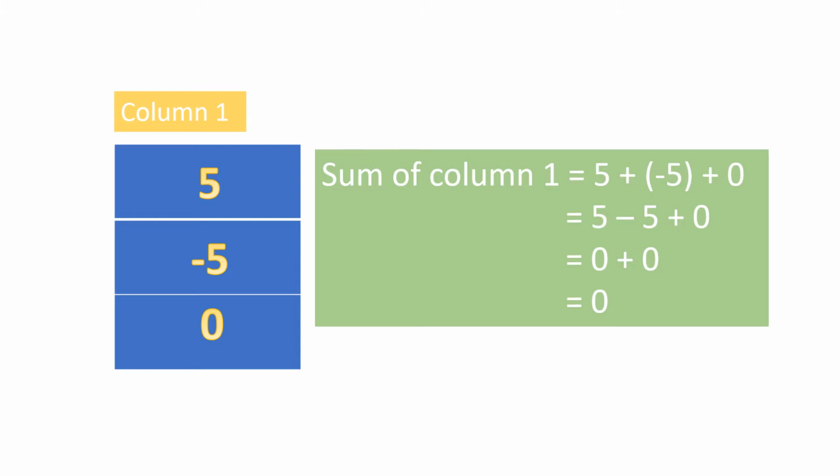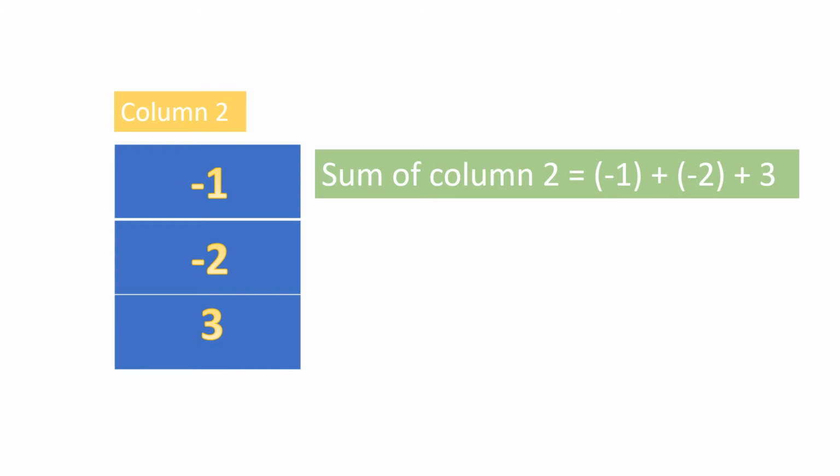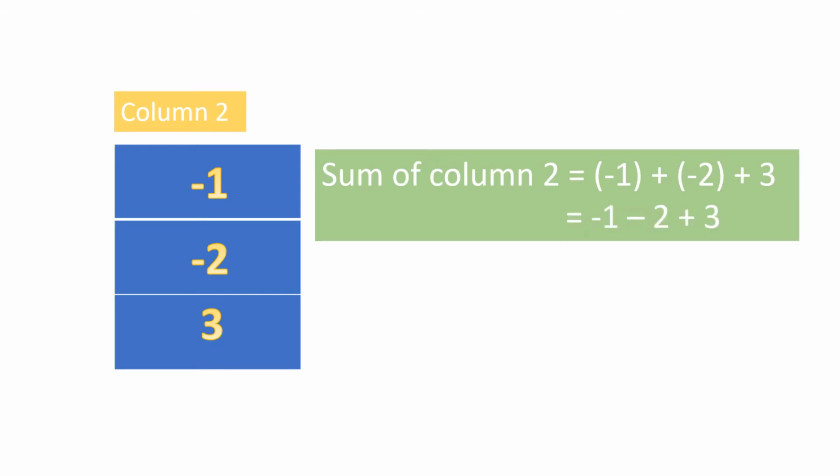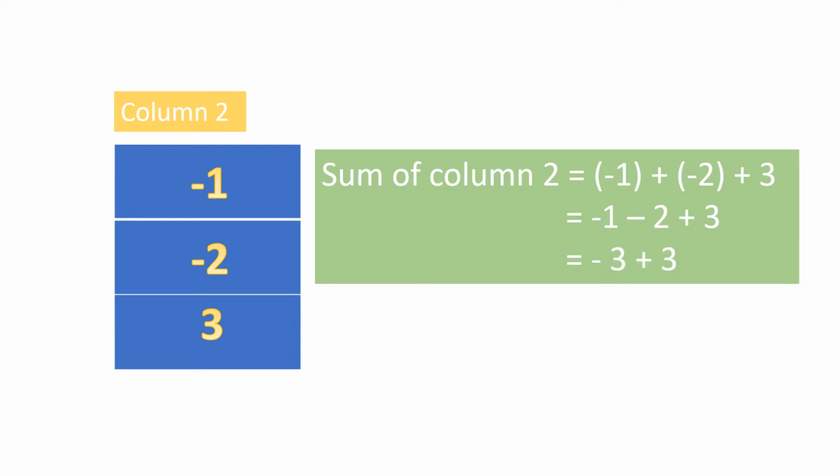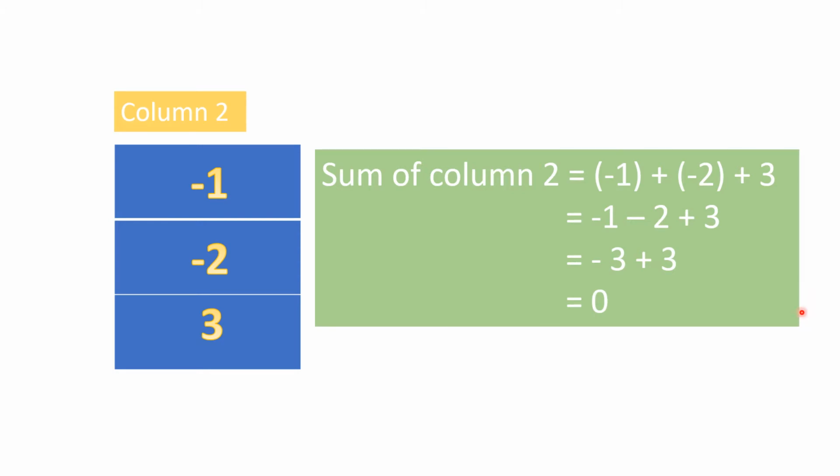Now we go on to column 2. Column 2, the same procedure repeats. We get minus 1, minus 2, plus 3. Same procedure, integer addition. Minus 1 and minus 2 becomes minus 3, plus 3, so 3 minus 3 will give us 0. So now column 2's sum is also found.